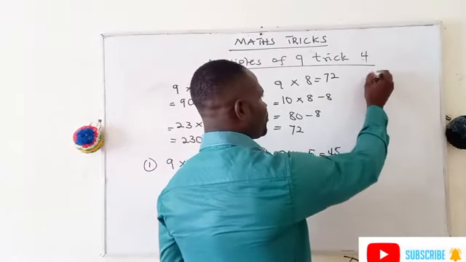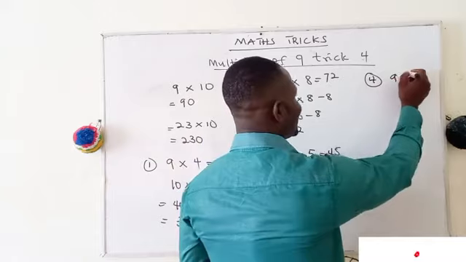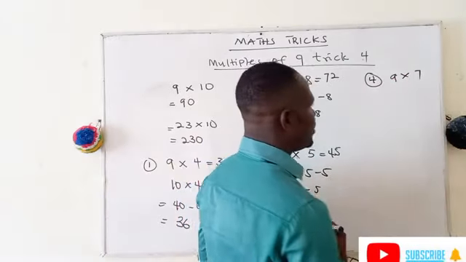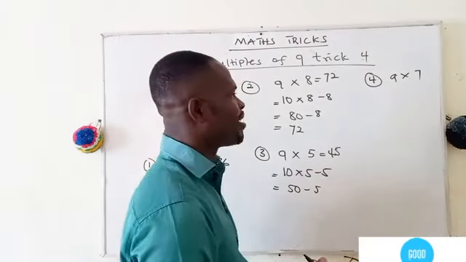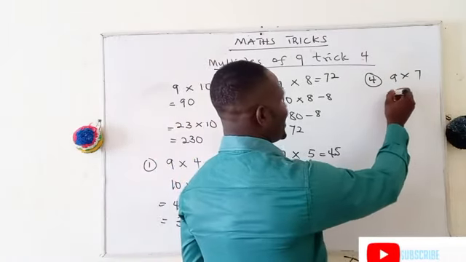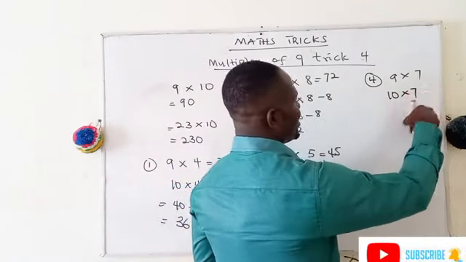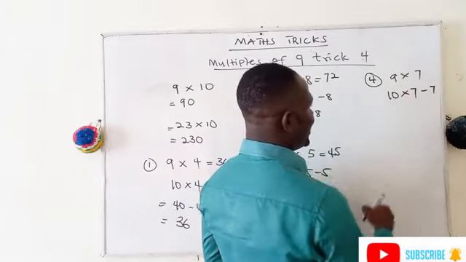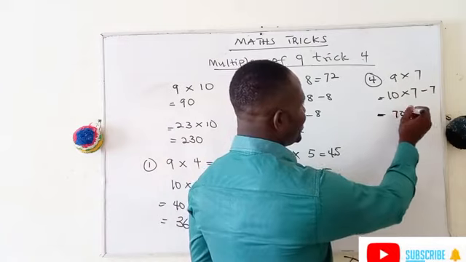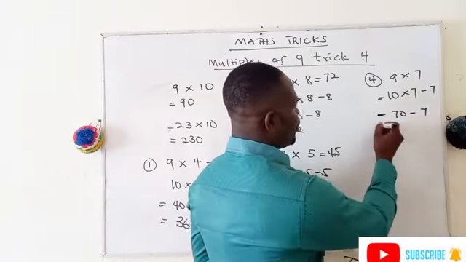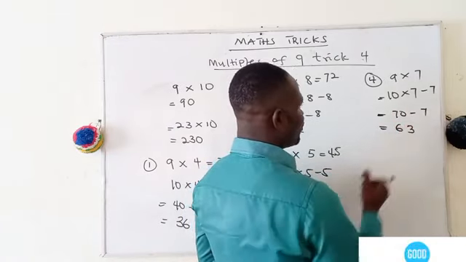Example 4, we have 9 times 7. So for 9 times 7, what we have to do is we multiply the 7 with 10 instead of 9. So you get 10 times 7. Then you deduct another 7 from it. So 10 times 7 is 70. Then 70 minus 7, you are going to get 63.